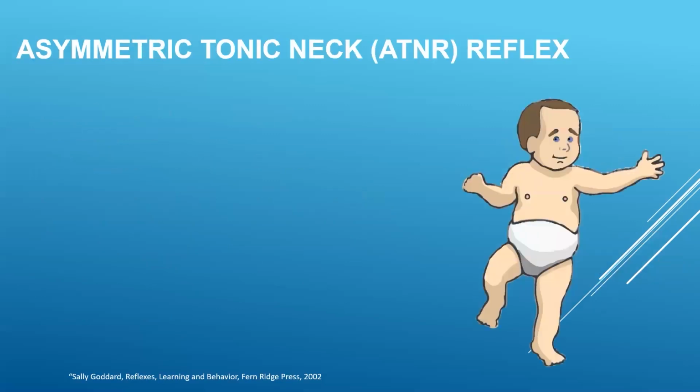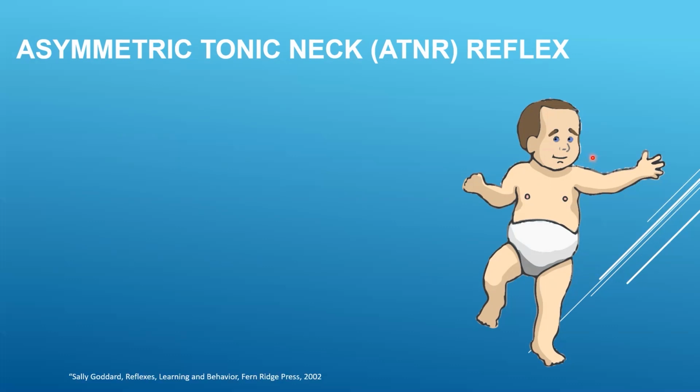Another one to talk about is the asymmetric tonic neck reflex. This one is pretty simple. You can see in the picture that this child has a bent arm, a bent elbow here, and then a bent knee. If you look at the other side, it's straightened out on this side, and the leg is straightened here, with the child's chin pointing towards this side. That's a common thing that happens.